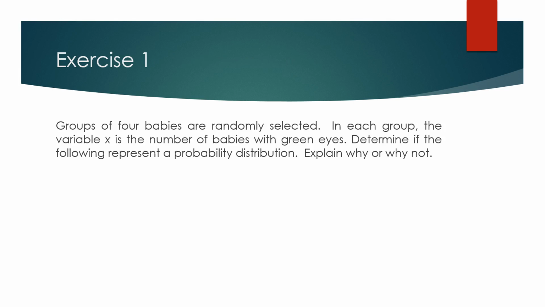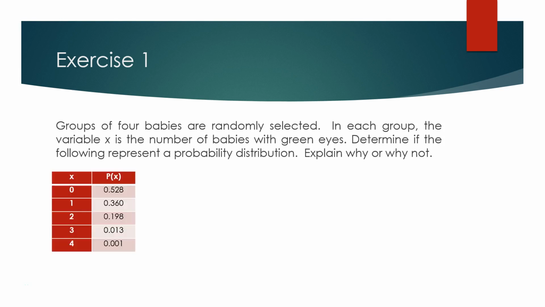So we have two exercises for this topic. Groups of 4 babies are randomly selected. In each group, the variable x is the number of babies with green eyes. Determine if the following represents a probability distribution. Explain why or why not.